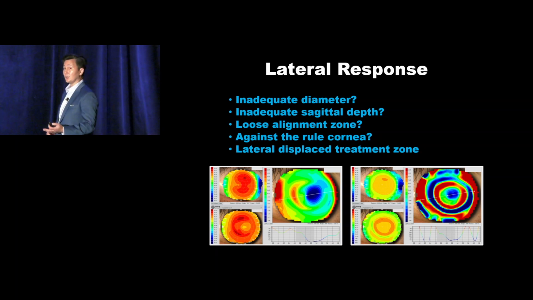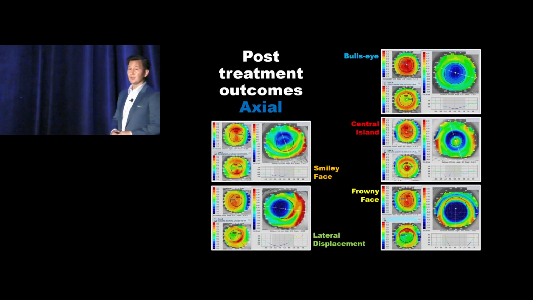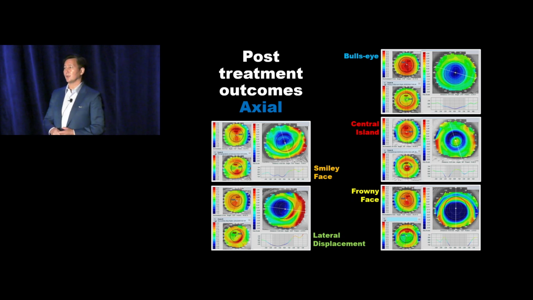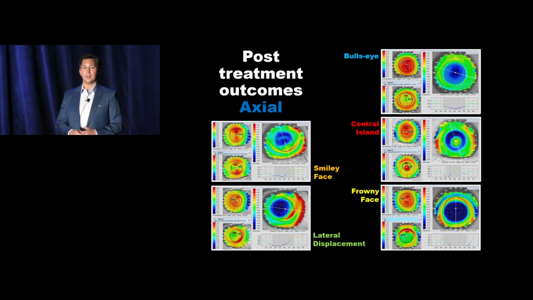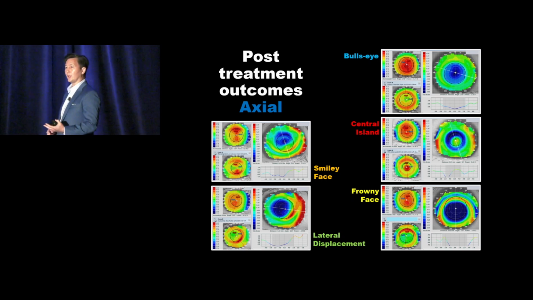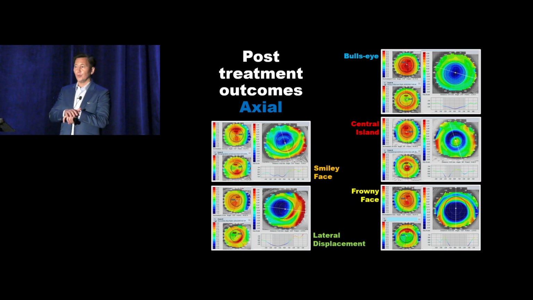Could be the toricity too, if you've got a lens that is symmetric in landing and it's a toric eye, that could also be a factor as well. So these outcomes, bullseye, central island, smiley face, frowny face, lateral displacement, they are going to guide all of your decisions in ortho-k. As an example, if you have central corneal staining, that means that the lens is inadequate in height. Which one of these outcomes would you be modifying that would increase the sagittal depth? That's the smiley face, right?